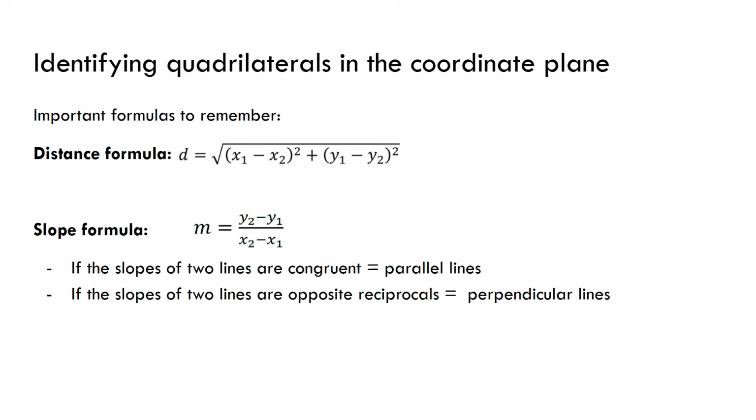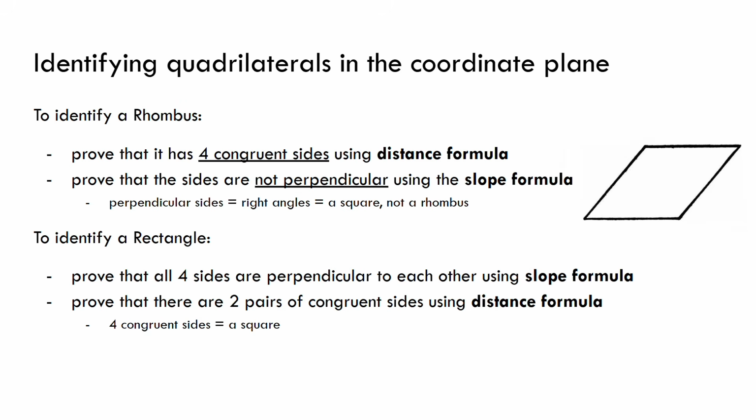And then to identify quadrilaterals in the coordinate plane, you want to remember the distance formula and also the slope formula. And again, if the slopes of 2 lines are congruent to each other, then parallel lines exist. If the slopes of 2 lines are opposite reciprocals, that means that they're perpendicular lines. So these are just the different ways to identify different quadrilaterals using the distance and slope formulas.